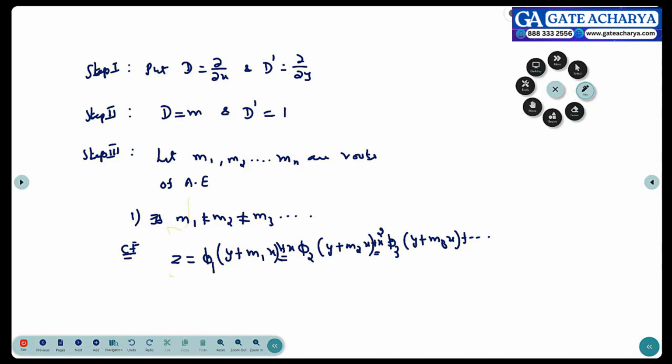Suppose roots are equal, m1 is equal to m2 is equal to m3 is equal to so on. If all are equal, say it is equal to m.